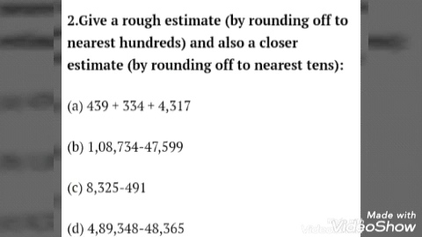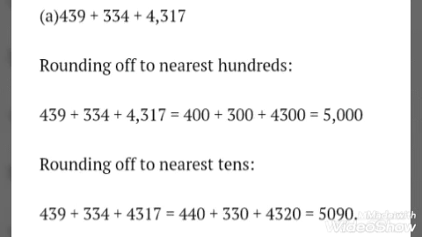Then second question, give a rough estimate by rounding off to nearest hundreds and also a closer estimate by rounding off to nearest tens. See the first question, 439 plus 334 plus 4317. First you take nearest hundreds. 439 plus 334 plus 4317 is equal to 400 plus 300 plus 4300 is equal to 5000.